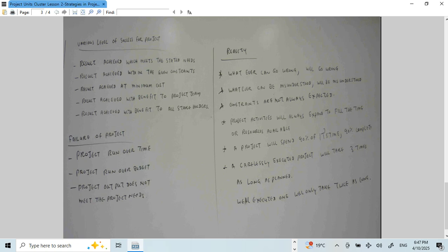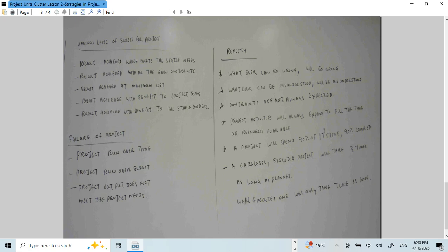The second one is that whatever can be misunderstood will also be misunderstood. If your boss's instruction to you is not clear and you don't try to correct it, he will misunderstand it. This can really happen. Another one is constraints. Constraints can change. Project activity will always expand to fill the time or the resources available. Although you start with one plan, when it expands to other things, you can't control it. This can always happen in reality.